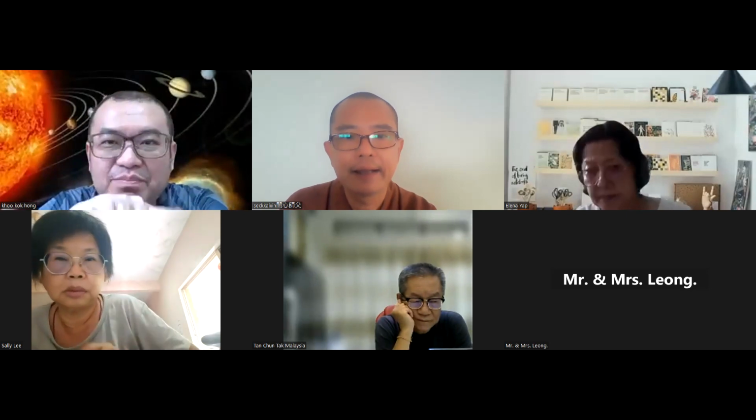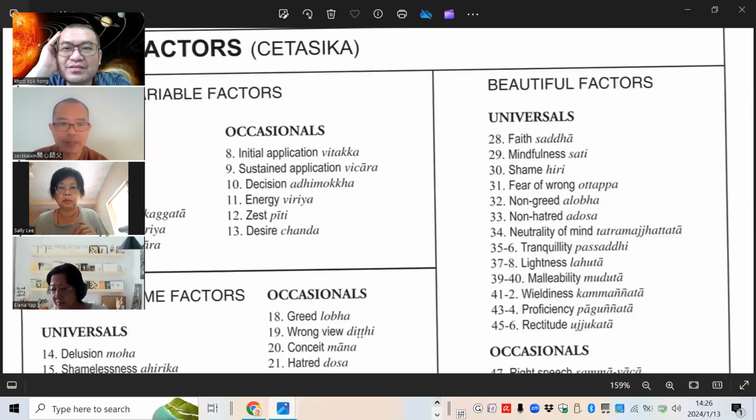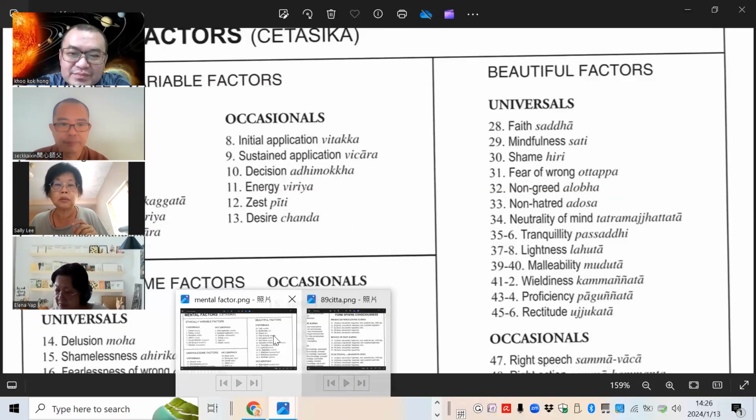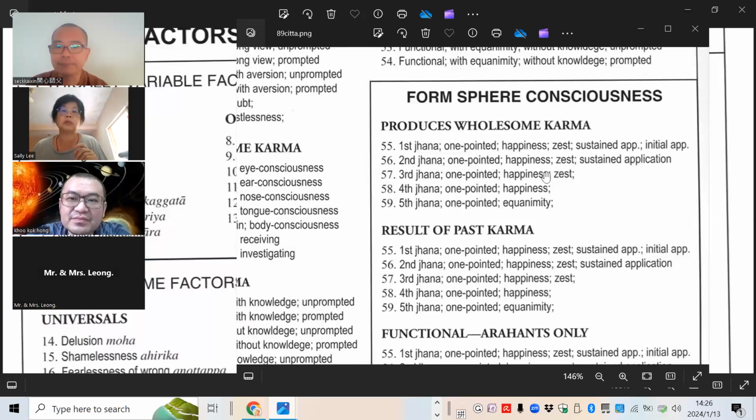Sifu, can you go back to the previous slide where there is first jhana with 5 factors, second jhana 4 factors? Okay, wait. So this diagram, okay. Sifu, probably this is too advanced for me, but I still want to ask. When they say the first jhana, second jhana until the 5th jhana, if a person can attain, let's say, the first jhana, he will go through the factors of one-pointedness, happiness, zest, sustained application, until the initial application, correct?